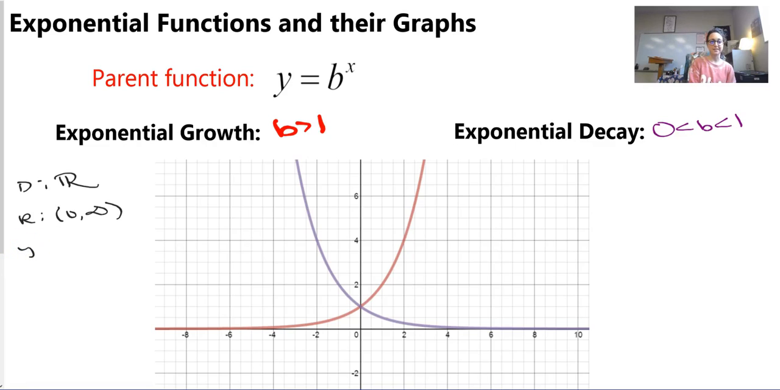So what is the y-intercept for both? The y-intercept is going to be (0, 1), because when I plug in a 0 here, anything to the 0 power is 1, right? So you can see that we have that. And then let's talk about end behavior. So we have this asymptote of the x-axis, which is y equals 0. So I'm going to put horizontal asymptote of y equals 0.